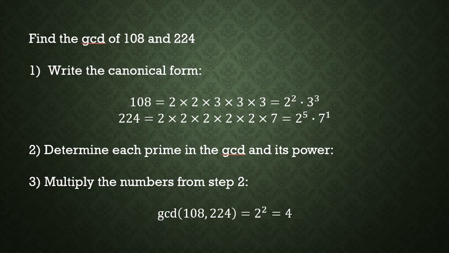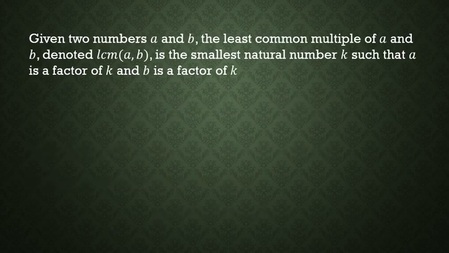So related to the greatest common divisor, or the GCD, is something called the LCM, or least common multiple. Given two numbers A and B, the least common multiple of A and B, which we denote by the LCM, is the smallest natural number K such that A is a factor of K and B is a factor of K.